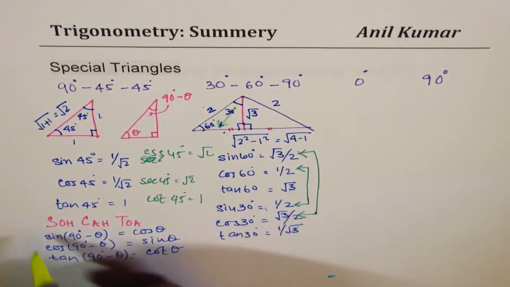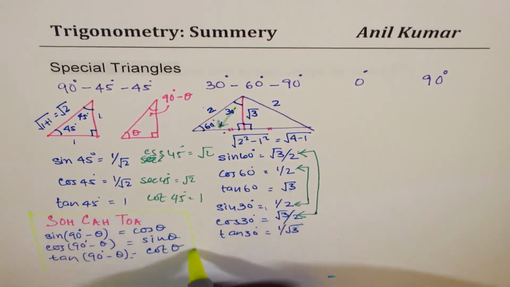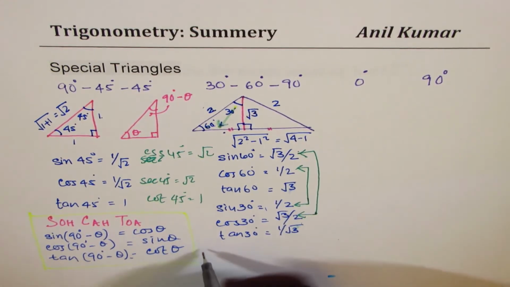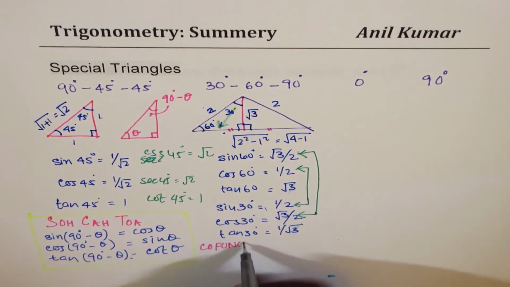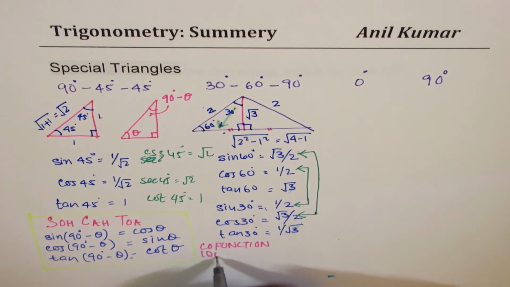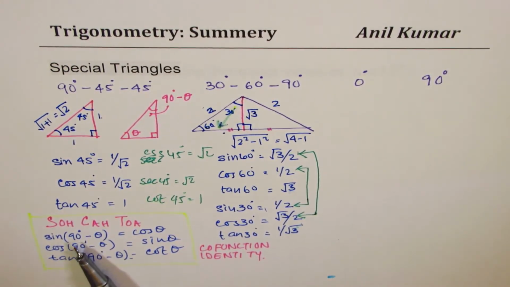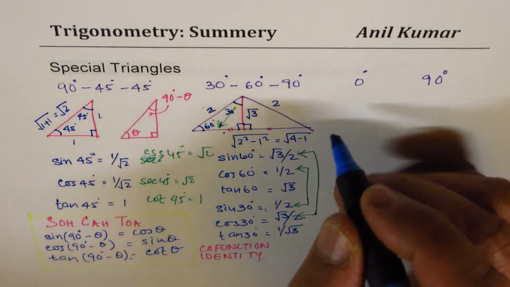This is a very important relation to remember, and we call it the co-function identity, right? So remember this: when we're looking for 90 minus theta, sine becomes cosine, cos becomes sine, tan becomes cotangent. Now we'll look into very special cases when we talk about an angle which is 0 degrees.